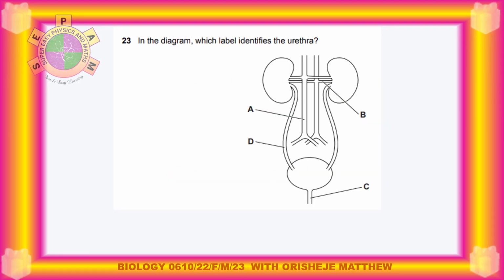Question 23. In the diagram, which label identifies the urethra? So let's see, A is the aorta, which carries oxygenated blood from the heart to the kidney. Then B is the renal vein, because in the lower part, while this upper one is the renal artery. Then D is the ureter that carries the urine from the kidney to the bladder for storage, before it is passed out through the urethra. So the urethra is C.